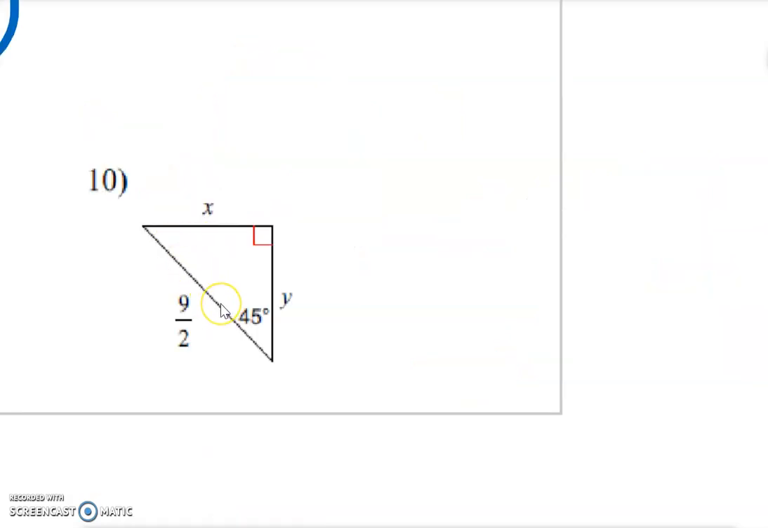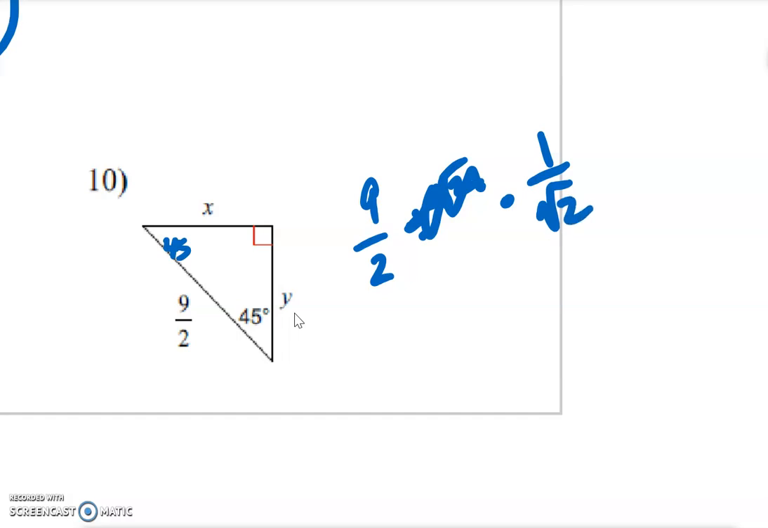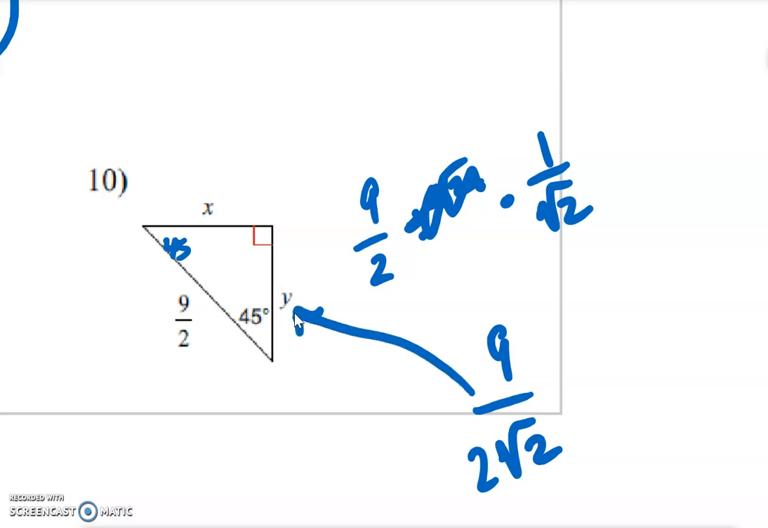This is a 45, 45, 90 right triangle. We know the hypotenuse, so the hypotenuse is the leg times the square root of 2, right? So we need to divide by the square root of 2 to get the leg. So I'm just going to take 9 over 2, and divide it by the square root of 2. But remember, that's the same thing as what? Multiplying by 1 over the square root of 2, same thing. And we get 9 over 2 times the square root of 2. And in a 45, 45, 90, that means both of the legs are that length. That's a little bit more difficult. As long as you understand the rule, that's what matters.